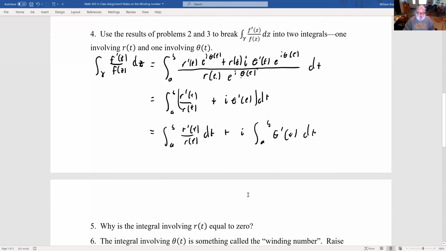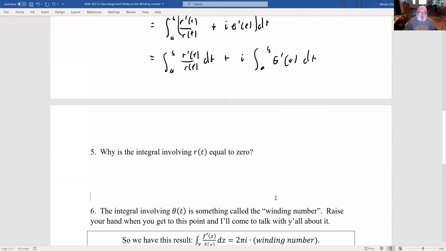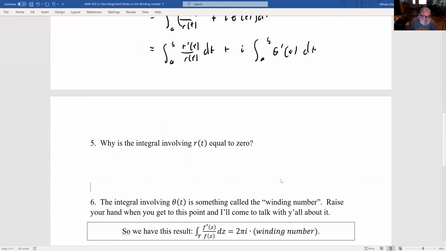Great, so why is the integral involving r of t equal to 0? And so the integral involving r of t is the integral from a to b of r prime of t over r of t dt. We know that r of t is never 0. So we can integrate this thing. We get log of, oh, and these are real functions.